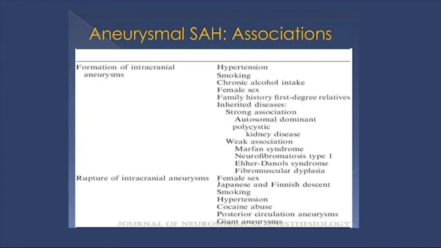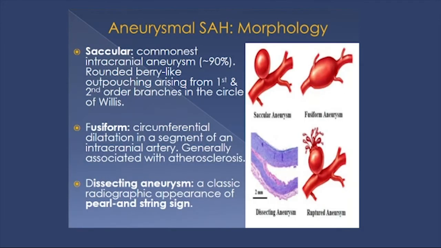Rupture is associated with being Japanese or Finnish, female gender, smoking, hypertension, and cocaine abuse. Posterior circulation aneurysms and giant aneurysms are at a higher risk of rupture. If you look at the rupture, one of the things mentioned is that most of the time the onset of symptoms will be when the patient was doing Valsalva-type maneuvers. When they have increased excitement, increased sympathetic or increased activity, that usually surrounds the time of onset of the symptoms in these patients.